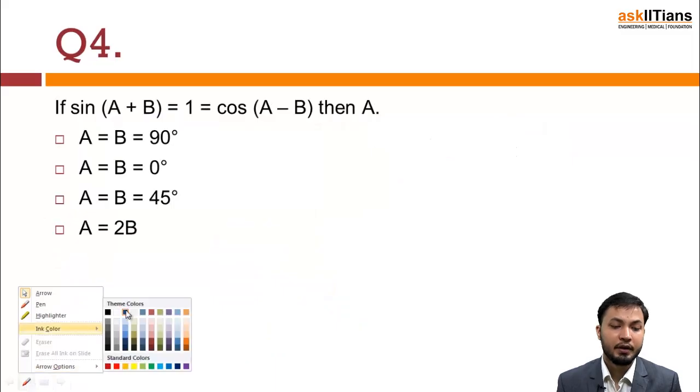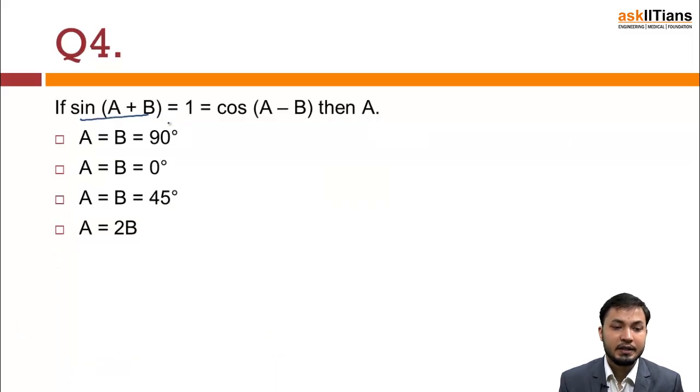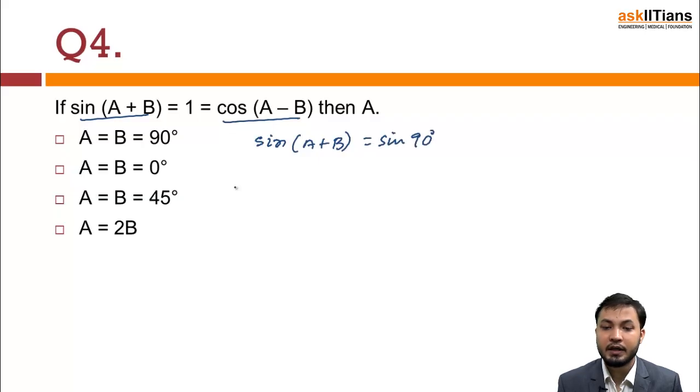The fourth question here says that sine (A plus B) is equal to 1, which is equal to cos (A minus B). Again, the concept remains the same, only the variation in the question. Same technique we will apply as we did in the first two questions. Over here I know that sine (A plus B) is equal to sine 90 degree and cos (A minus B) is equal to cos 0 degree.